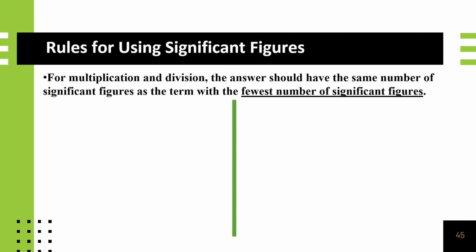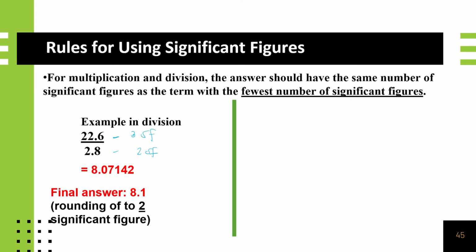So next is, in terms of division, same rule as with the multiplication. So 26.6 divided by 2.8. Okay, let's determine the significant figures. We have three significant figures and we have two significant figures here. Then proceed with the operation. We have 8.07142. The answer must be in two significant figures, that is 8.1. Why 8.1? This is 8.0, then 7 dito, nag-add tayo ng isa. So that's why naging 8.1.